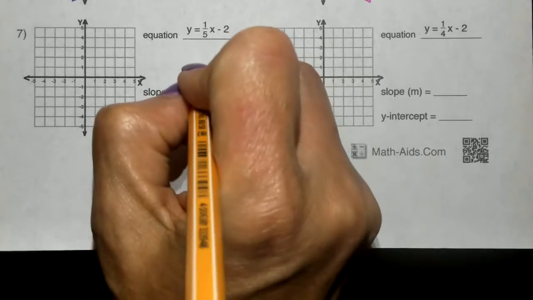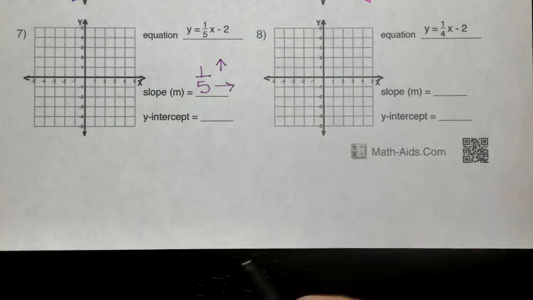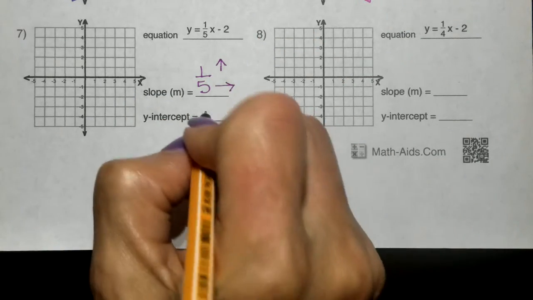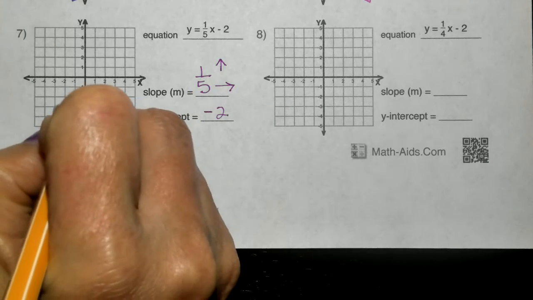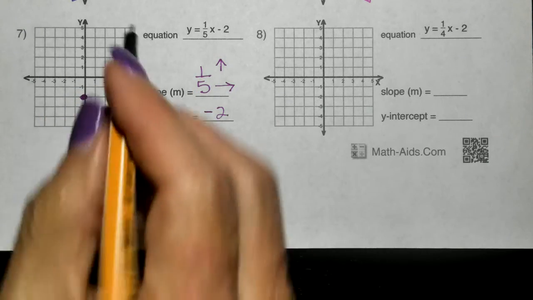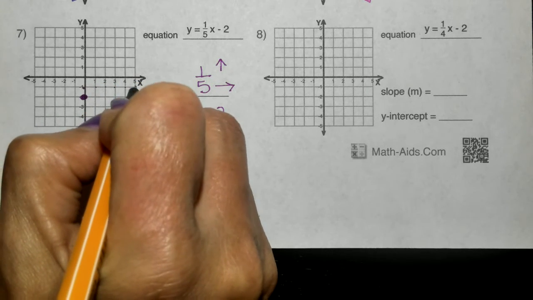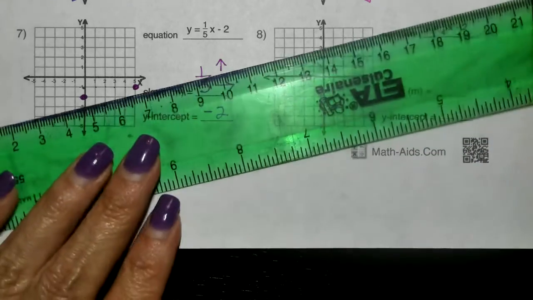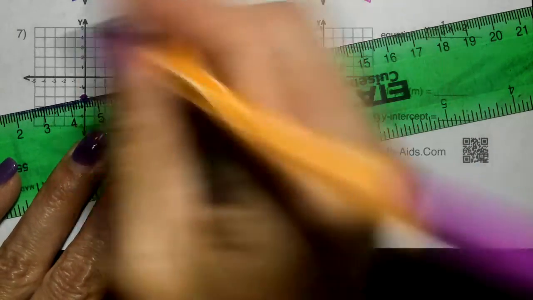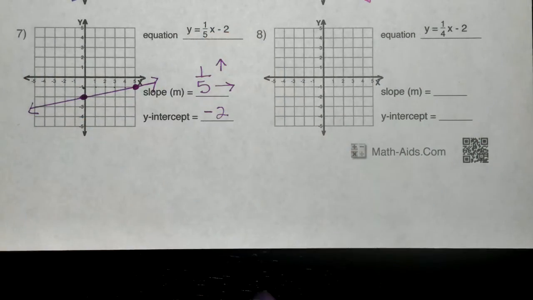Here, my slope is 1/5. I have a positive 1 and a positive 5. Rise 1, run 5. Our y-intercept is at negative 2, so that's going to be my starting point on my y-axis. And I'm going to rise 1, and I'm going to run 1, 2, 3, 4, 5. Puts me right at the edge of our graph. I'm going to connect those 2 points. And we have our line.